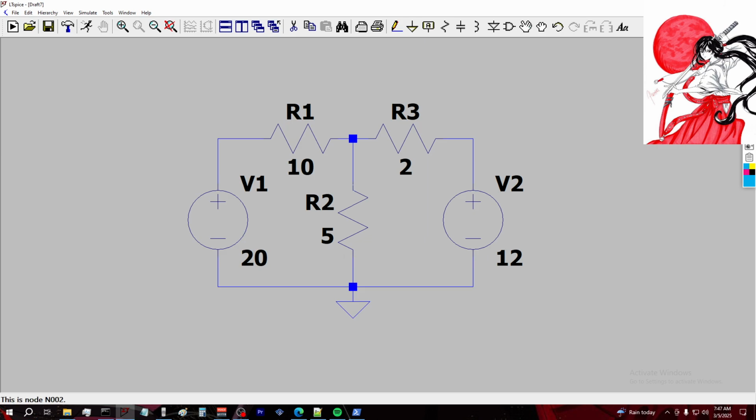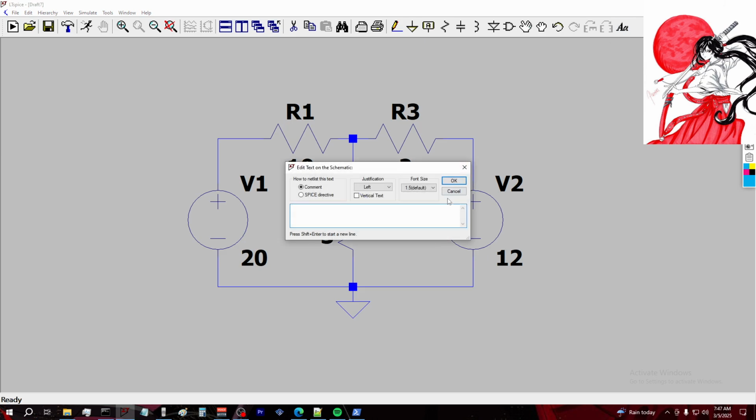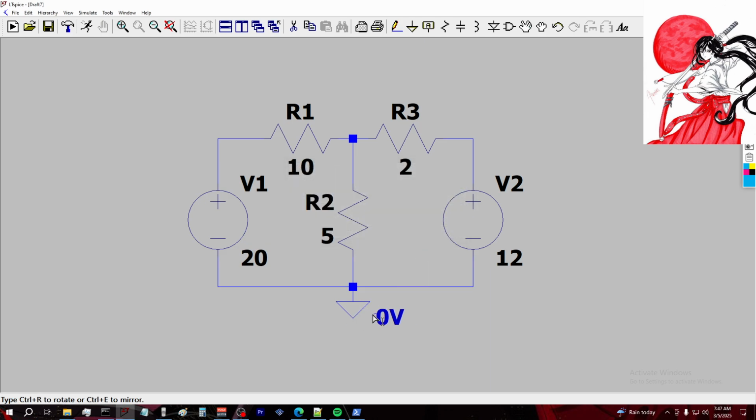Now, when we're picking essential nodes, we also need to pick at least one ground, one place where we're going to label 0 volts. Obviously, the smartest place to label that is the negative side of the battery, because we know the negative terminal of the battery is 0 volts. So we're going to label our ground here. Our ground is 0 volts, so let's go ahead and label that real quick. All right, our ground is labeled 0 volts.